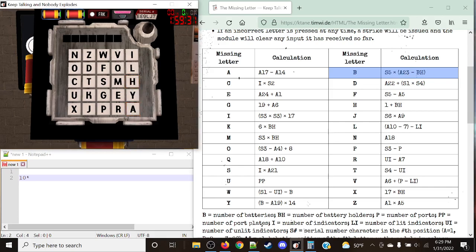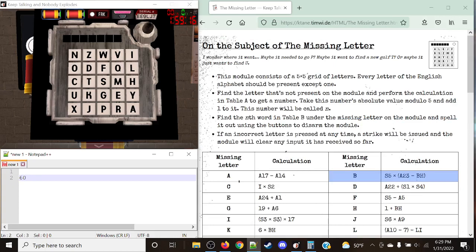So hotel is going to be 8. So 8 minus the amount of battery holders, which is 2. And then in that parentheses, that's going to equal 6. So we're going to do 10 times 6, which is going to be 60. 60 modulo 5 is going to be 0, plus the 1 is going to be 1.